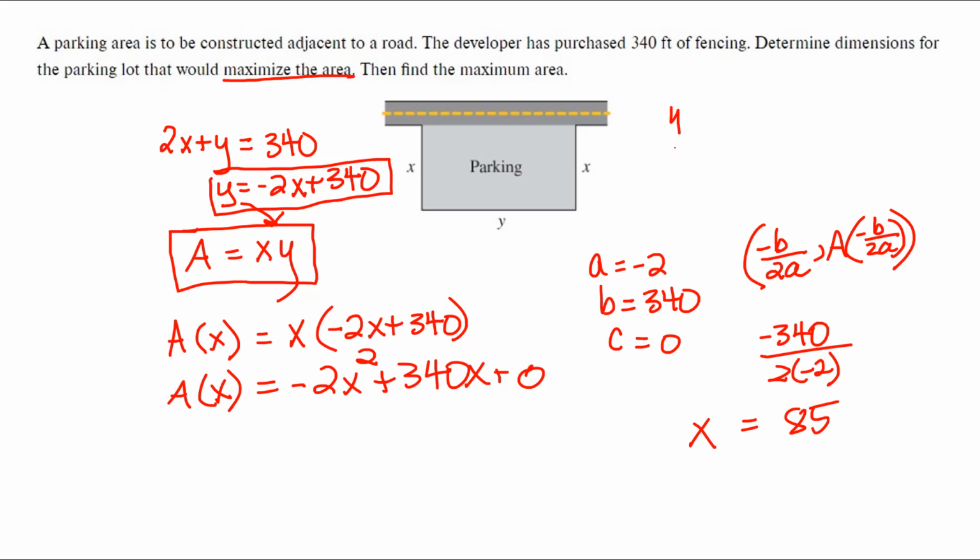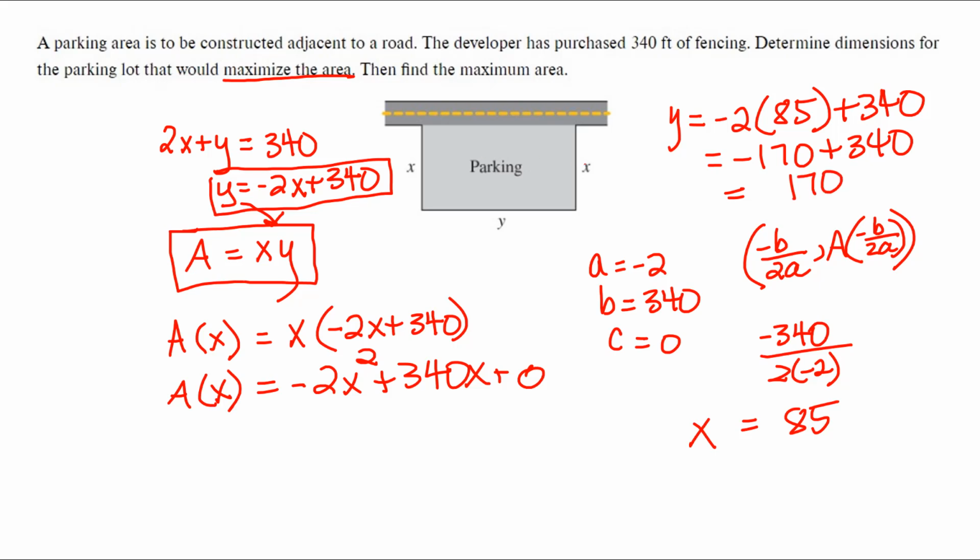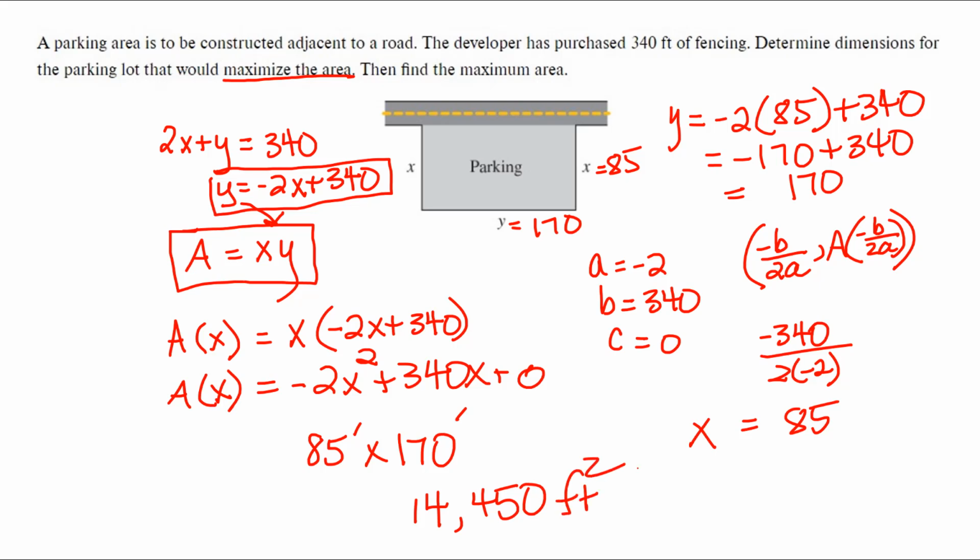So I'm going to plug that in. y equals negative 2 times 85 plus 340, and that is going to be negative 170 plus 340, which is going to be 170. So x is going to be 85 and y will be 170. And so my dimensions are going to be 85 feet by 170 feet. Since x is 85 and y is 170, I can just multiply those together to tell me what the area is. 85 times 170 is going to be 14,450 square feet for the area of this parking lot.